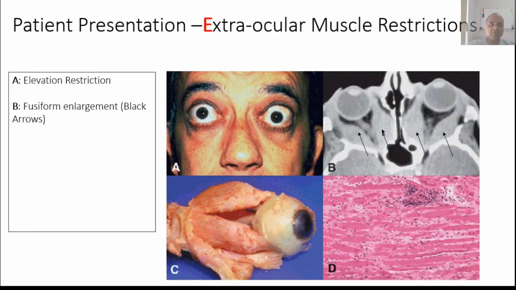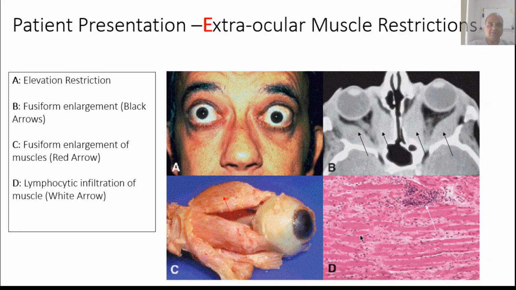Picture B is showing you fusiform dilatation of the muscle bellies. You can see it very clearly, and it's indicated by black arrows. Picture C is showing you a dissected specimen and again fusiform enlargement of extraocular muscles, and picture D is lymphocytic infiltration of the extraocular muscles.